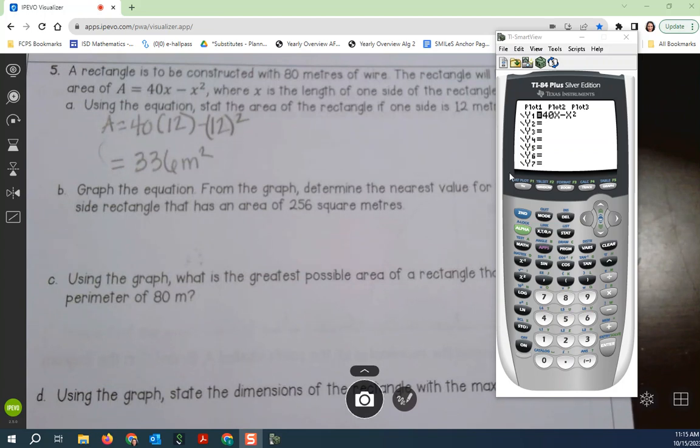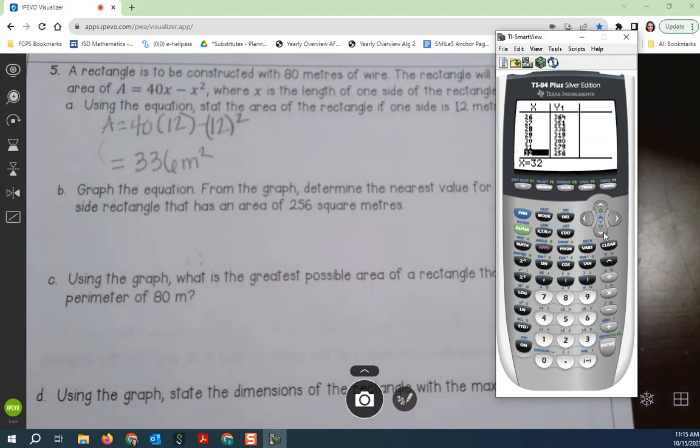All right, so we're going to take a look at our table to see when the area will be 256. So I see 256 here when the side is 8, but because it's a parabola, it's going to go up and come back down again. So I'm going to go and see 256, 8, 256, and it's still going up. Now it's coming back down again.